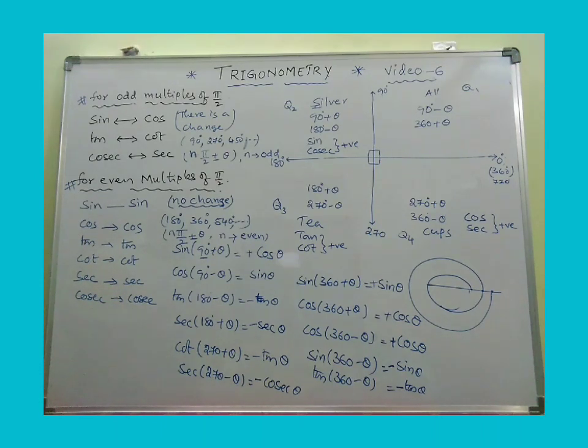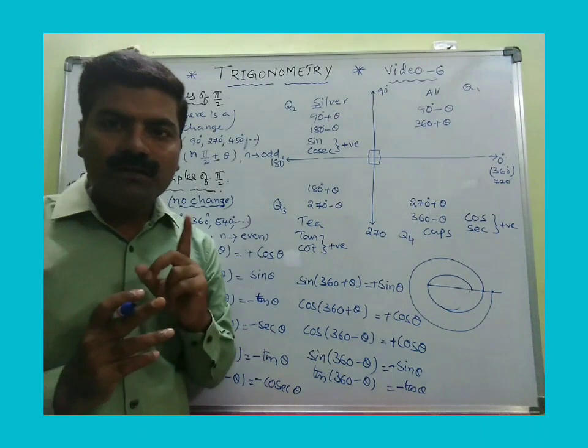So, please remember that while solving problems related to allied angles, you just need to remember only 2 points.